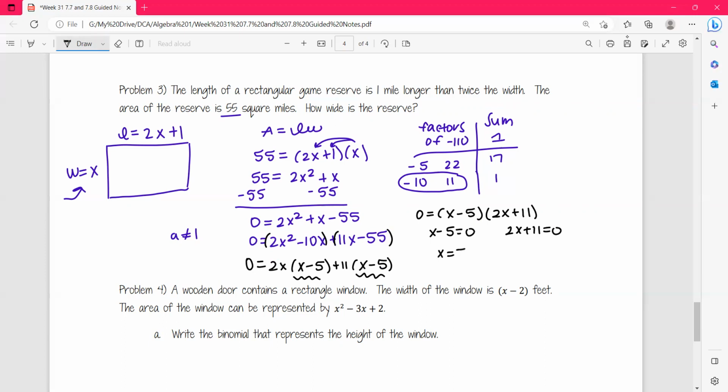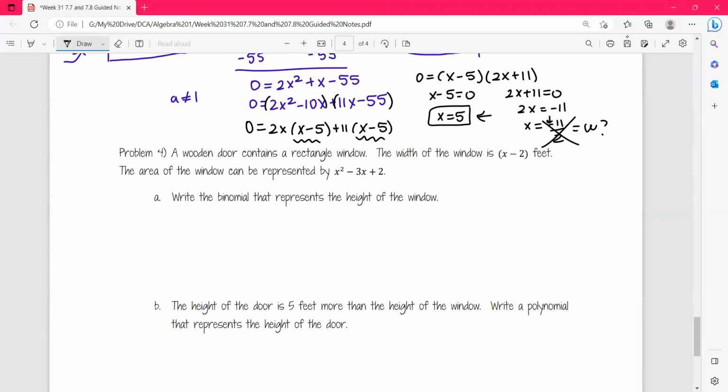We've got x equals 5. Subtract the 11, divide by 2, and we get negative 11 over 2. And we want to think about this. That would be my width, right? I can't have a negative, so that's not one of my answers. And my width is 5. Here's my answer.